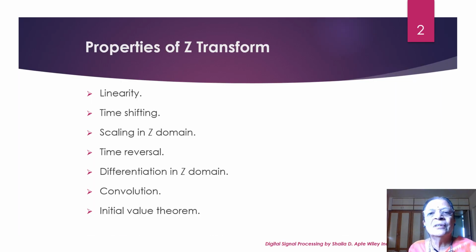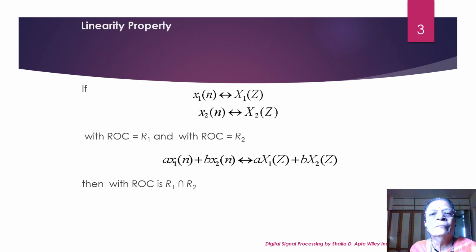Let us first consider properties of Z transform. These are the properties of Z transform. First one is the linearity, then next one is the time shifting, scaling in Z domain, time reversal, differentiation in Z domain, convolution and initial value theorem. Let us go through these properties one by one.